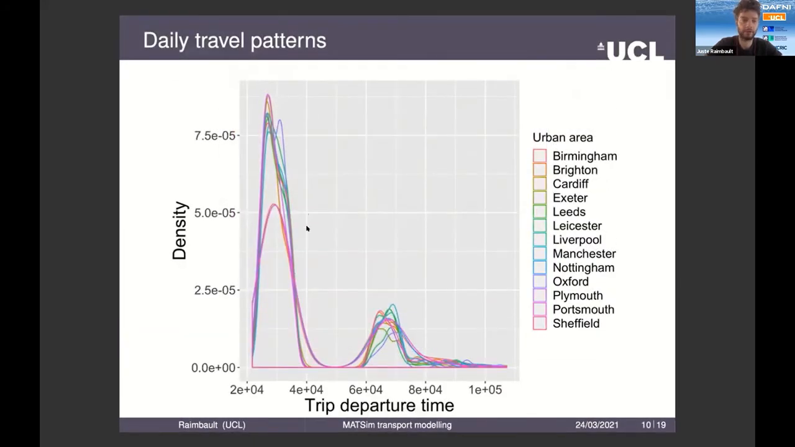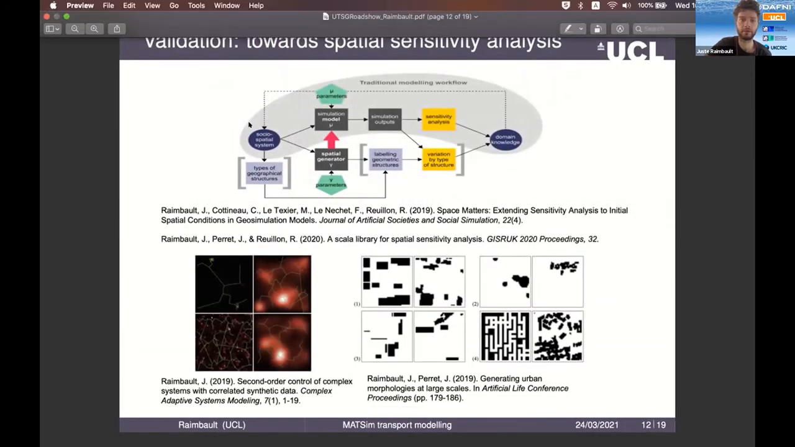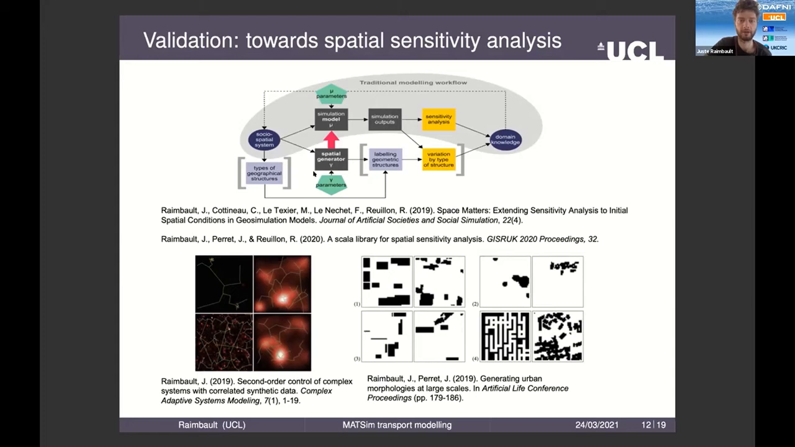We have the same results, for example the distribution of trip departure times for the same urban areas, so you can compare. Some are more or less concentrated for the start of trips. And then we also did some sensitivity analysis studies, looking, for example, at one urban area, a small one here, Taunton, at how changing the random seed, so across different stochastic runs, changes the distribution, and you get some kind of variability across the runs. Okay, I will go to the conclusion already, so the perspectives.